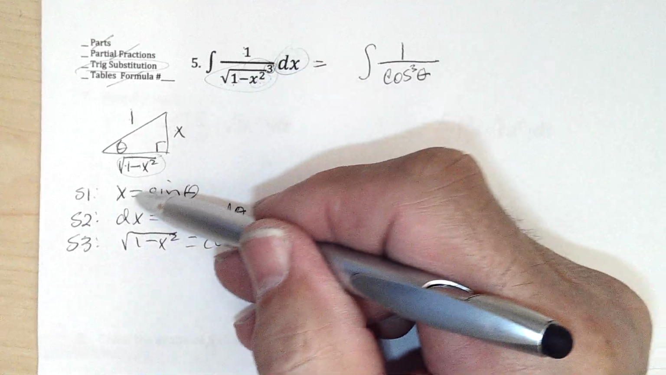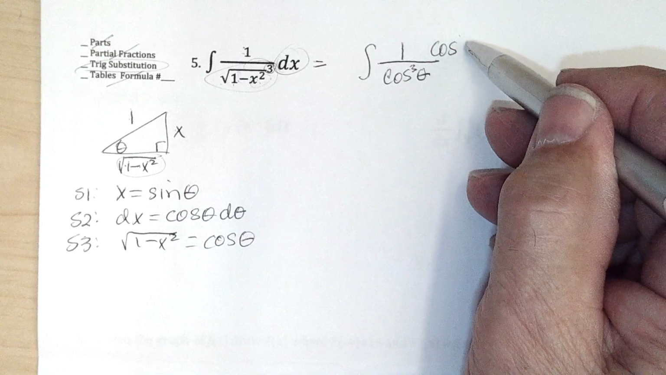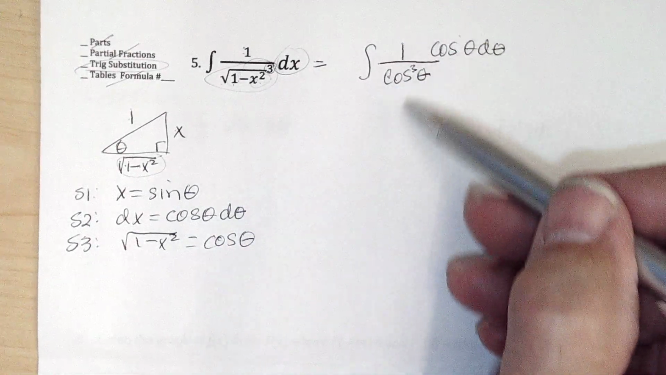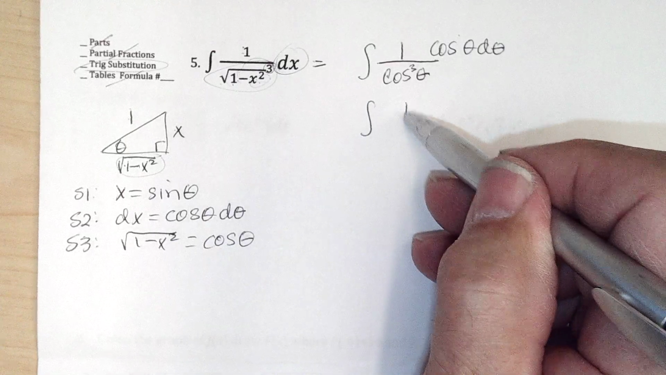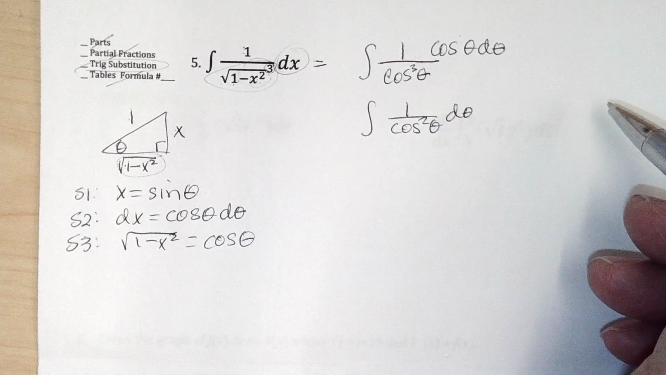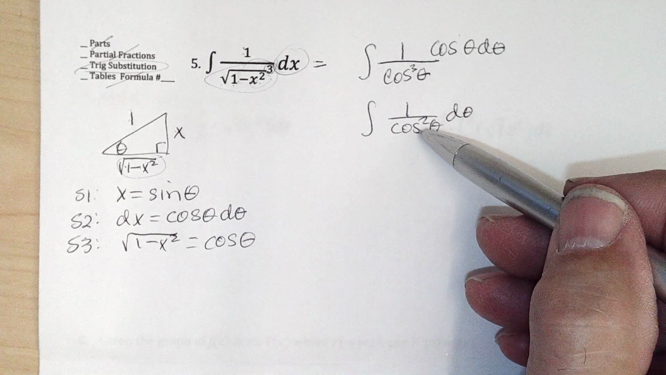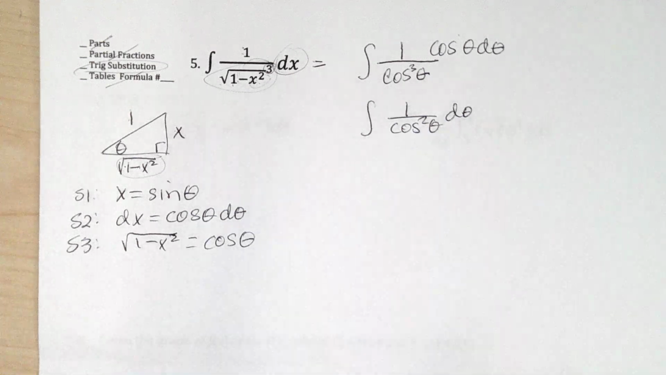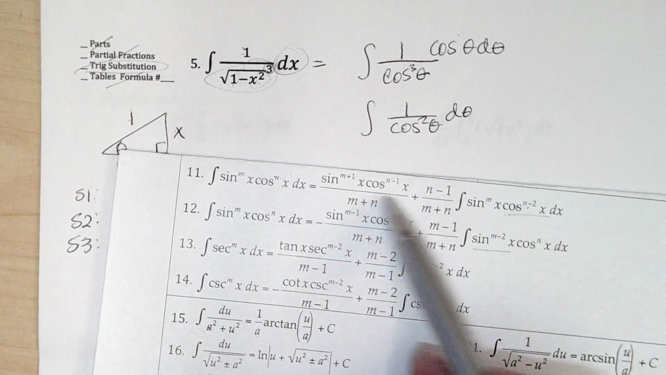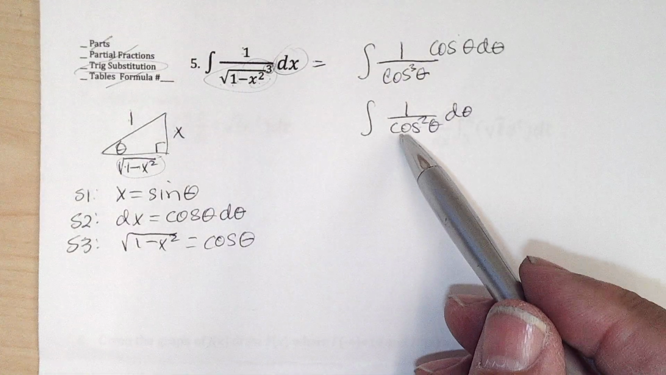And we've replaced that. We've replaced this. We've got to replace the dx, which is cosine theta d theta. One of the cosines cancel, so I've got the integral of 1 over cosine squared theta d theta. And you might be able to use a formula in the table like the cosine reduction formula. You might use, say, this one, but we don't really want to reduce it because it's already minus 2. So that's not a good plan.